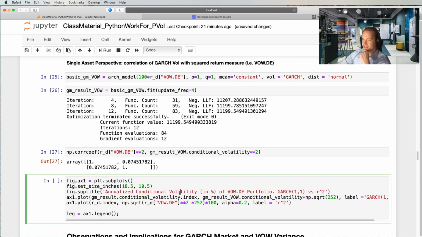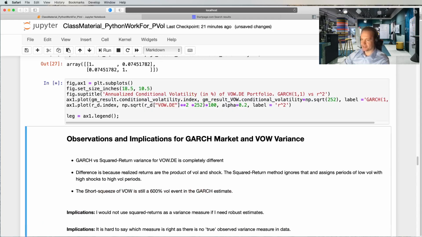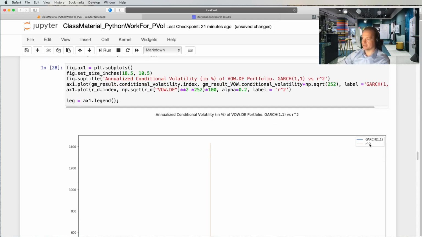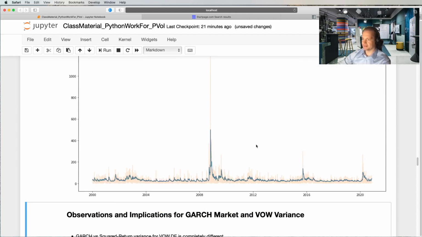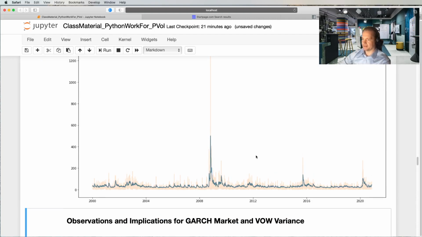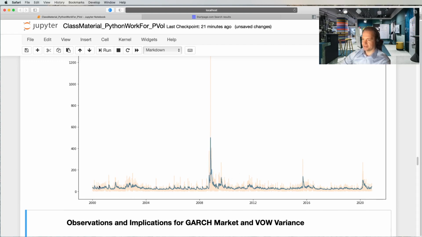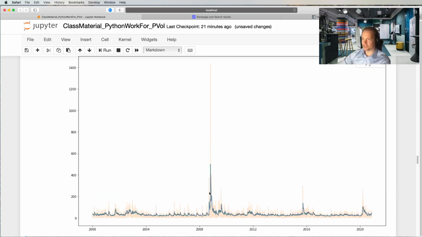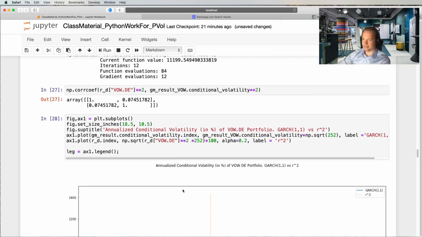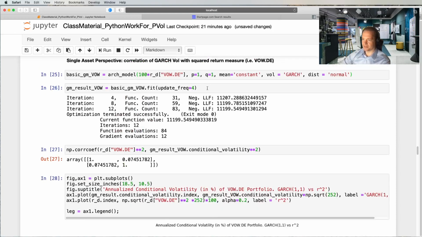So let's just plot these things. It's the same function as previously. So that's the GARCH versus the R square for Volkswagen. And I mean, the overall theme is similar. Again, we could just check why it is similar. Why don't we do it?